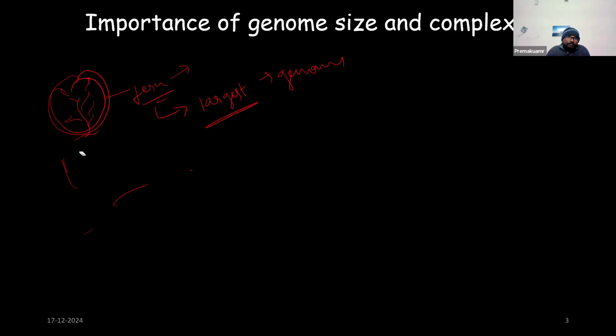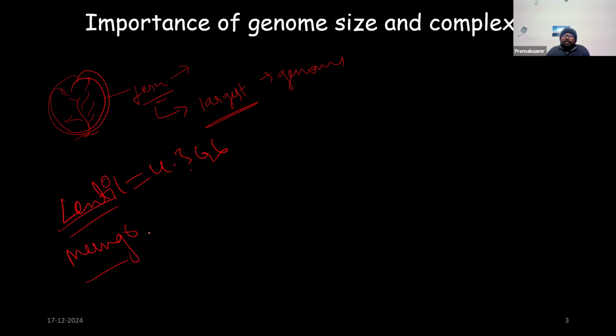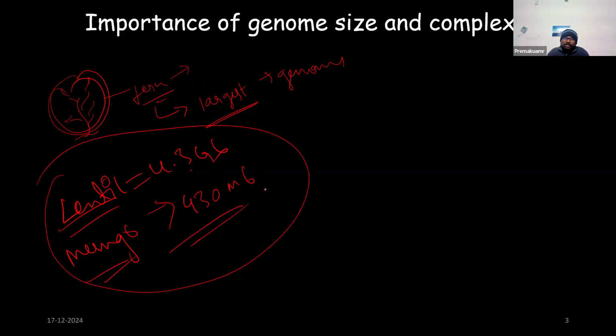As we are working, I'm working on lentil. You know what the genome size of lentil is? It's 4.3 GB. Mung bean: both are similar. When you look at the plant architecture, both look similar, same plant height, same size. But mung bean is how much? Only 430 MB. Our lab is working on both lentil and mung bean.